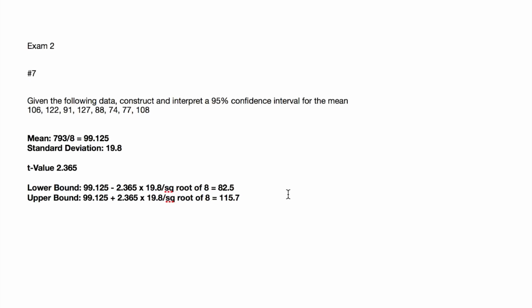So these are the two different answers for the lower bound and upper bound for a 95% confidence interval.